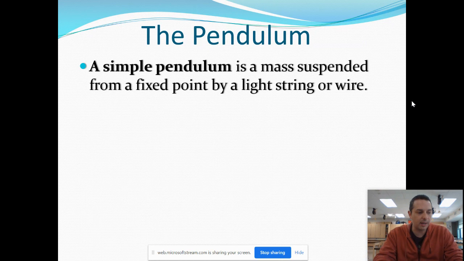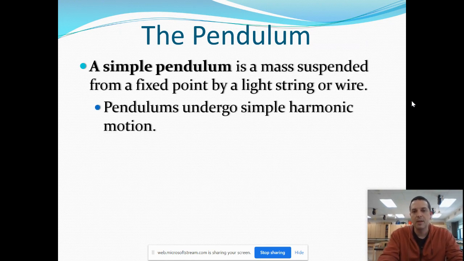The last thing I want to talk about in this W1 standard is the pendulum. Pendulum is contained within our W1. And I want to talk about what a simple pendulum is. That's the only type we're going to look at in this class. So we're not going to look at any sort of physical pendulums that are a little bit more complicated. A simple pendulum is defined as having a mass that's suspended from some fixed point by a light string or wire. The wire or string needs to be light so it doesn't affect the motion of the pendulum.